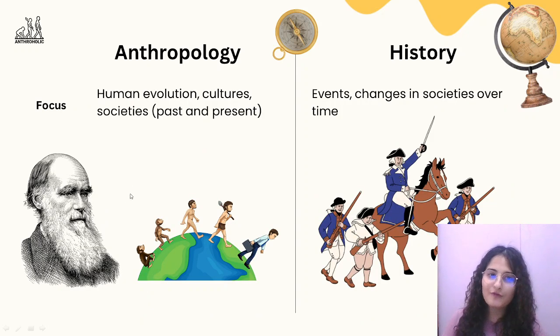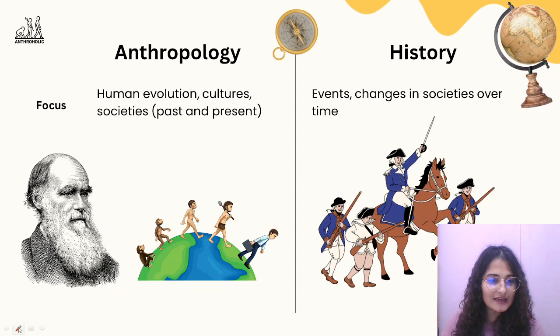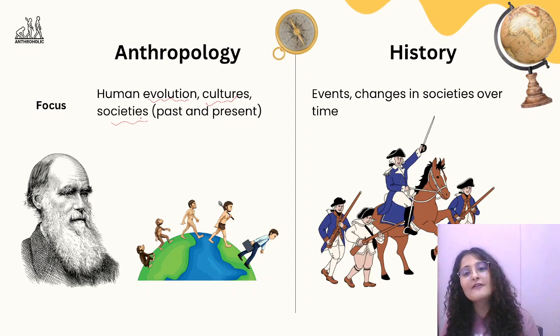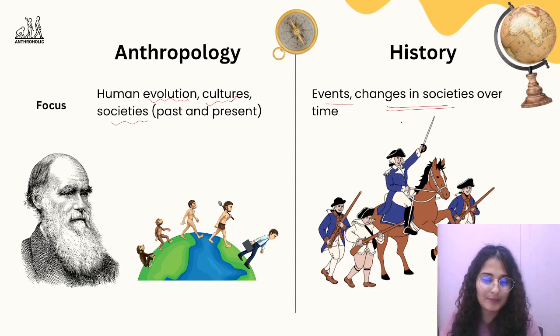Then if we look at focus, anthropology's focus is majorly on human evolution, the cultures and the society. So the past as well as the present of the evolution of cultures of society is covered by anthropology, whereas history focuses on the events, the changes in societies over time that have happened.